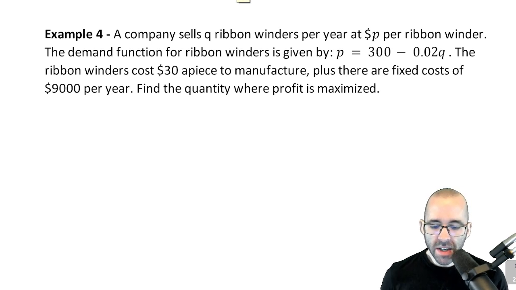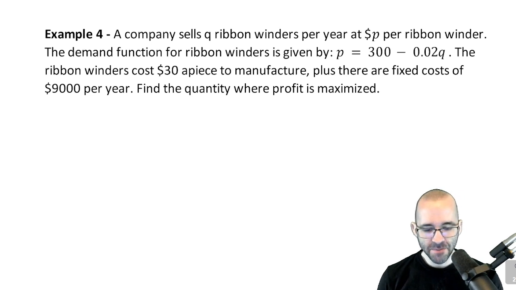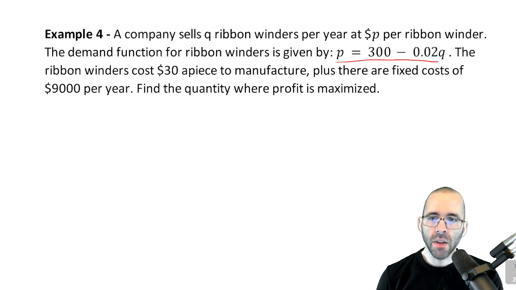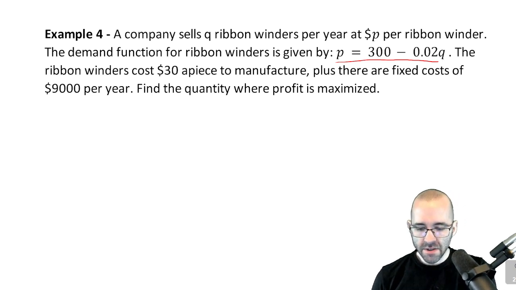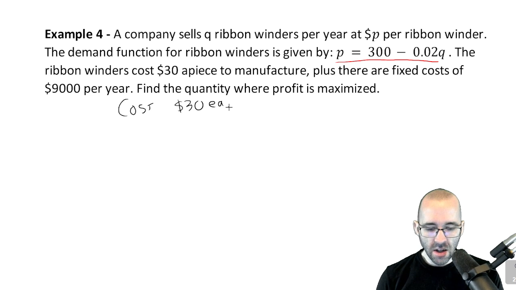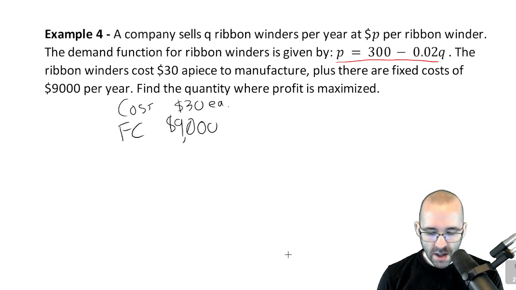Let's do example 4. A company sells Q ribbon winders. I don't really know what that is. They sell Q ribbon winders every year at P dollars per ribbon winder. And the demand function, thank goodness it gives us the demand function this time, is P equals 300 minus 0.02 Q. The ribbon winders cost $30. Okay, let's write that down. Cost is $30 each to manufacture. And we have fixed costs of $9,000 per year as well. Find the quantity where profit is maximized.